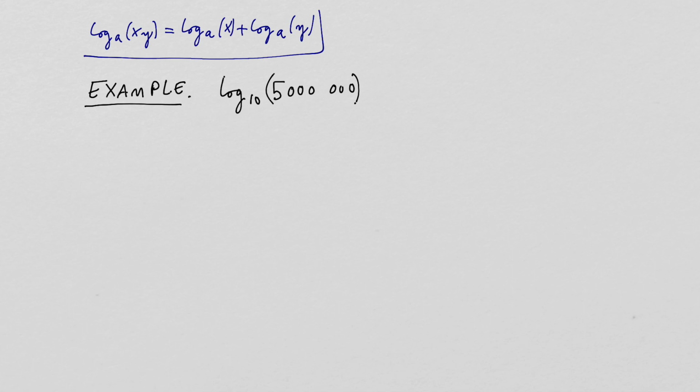What's the logarithm of base 10 of 5 million? We can write the argument as 5 times 10 to the power 6. Now we have here a logarithm of a product, and our formula tells that we can express this as the sum of the logarithms.